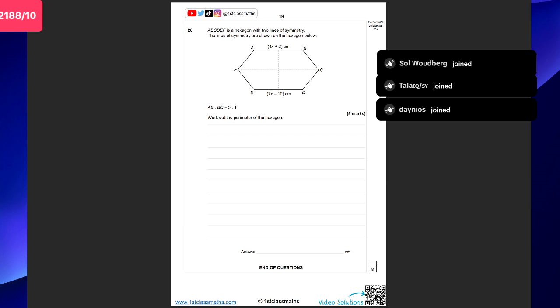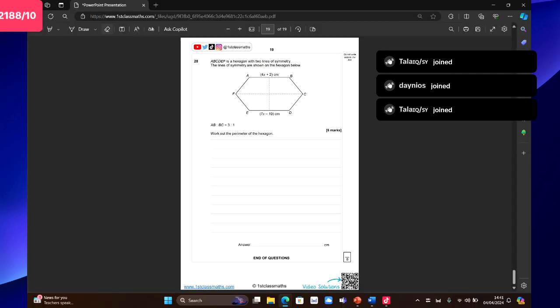Okay, the ratio of AB to BC is 3 to 1. So AB is 3 times the length of BC. So straight away I can just divide this by 3 to work out this length here. So I'm going to get 4/3 x plus 2/3, because BC is 3 times smaller than AB. Does that make sense, guys? Does that make sense for the first part?